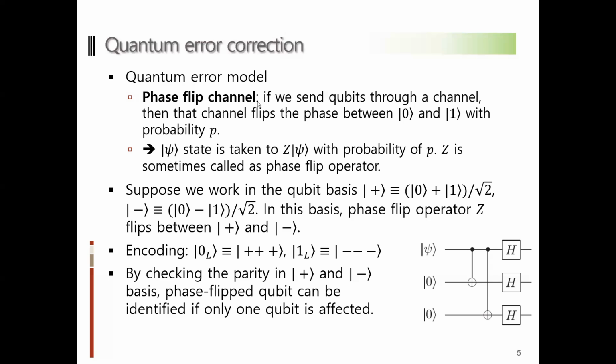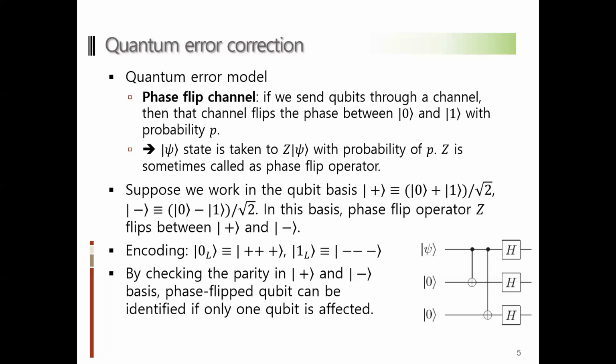Of course, during the operation, there is some finite probability that the phase will be changed. So we have to be concerned about the phase change. And then the next question is, how can we detect the amount of phase?